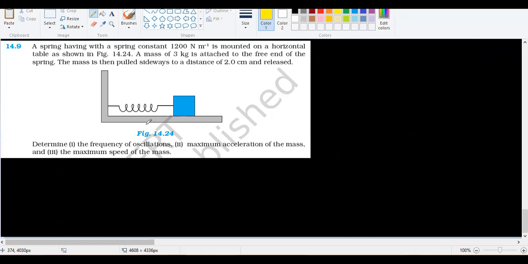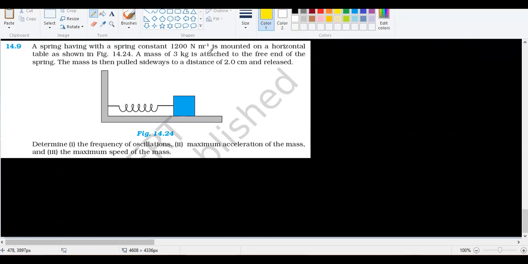A spring with the spring constant 1200 Newton per meter is mounted on a horizontal table as shown. A mass of 3 kg is attached to the free end of the spring. The mass is then pulled sideways to a distance of 2 centimeter and then released. Determine the frequency of the oscillations.